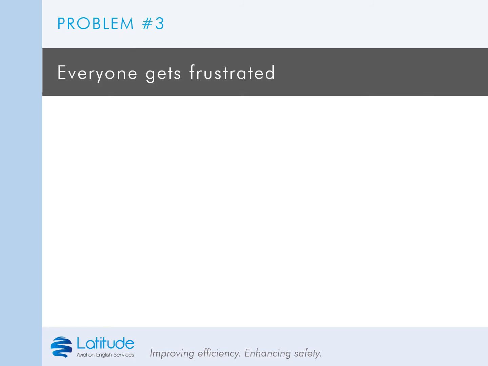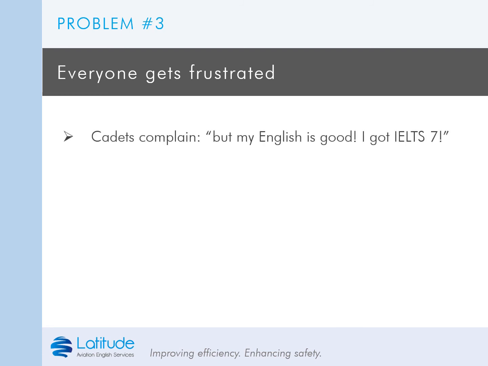There's an apparent injustice in the system. The candidates who fail are understandably angry. "But my English is good," they say. "I got IELTS 7." They complain to the test provider. The airline doesn't receive the number of candidates they need and begins to realise that good potential is being lost. But they see it as a problem with the raters, not with the test.